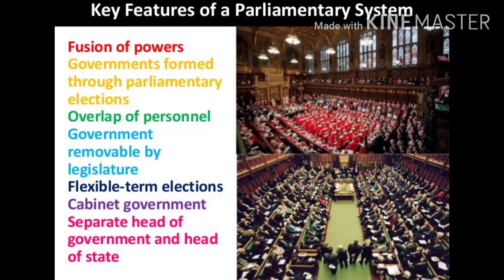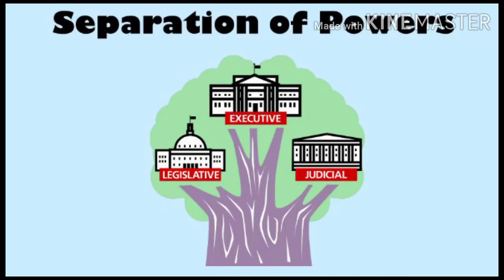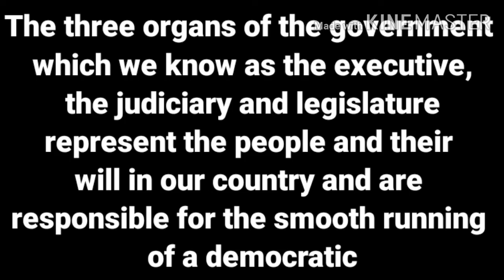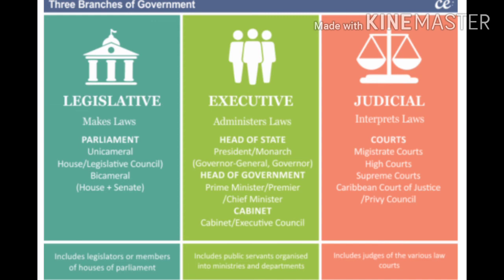Students, you will know more about this topic in your upcoming chapters. Now let's see our third topic, separation of power. As you can see in this picture, there are three organs of government. These are the legislature, the executive, and the judiciary. The legislature refers to our elected representatives. The executive is a smaller group of people who are responsible for implementing laws and running the government. And the judiciary refers to the system of courts in our country.